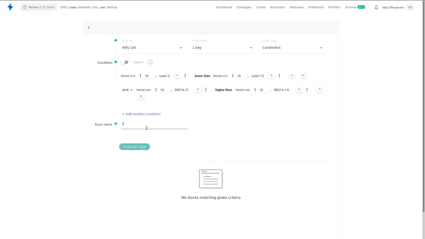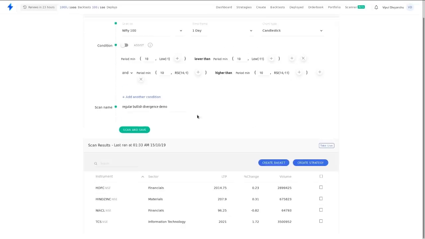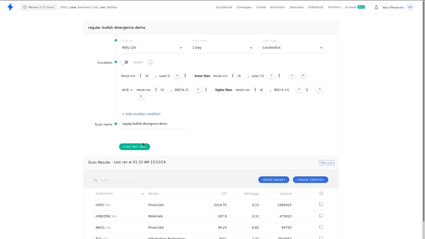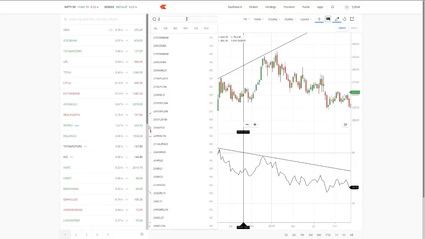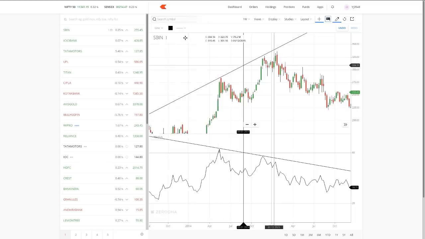Now let's give it a name. Let's say regular bullish divergence demo, and let's run scan. As you can see, the results have come. You can see how fast the scanner runs, and it quickly identifies the stocks which have matched the criteria. Let's look at a stock where the regular bullish divergence has occurred. Let me quickly open HDFC in chart, and we will analyze why it is identifying that.